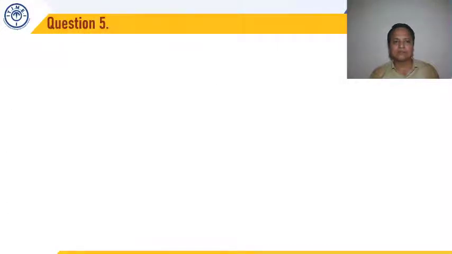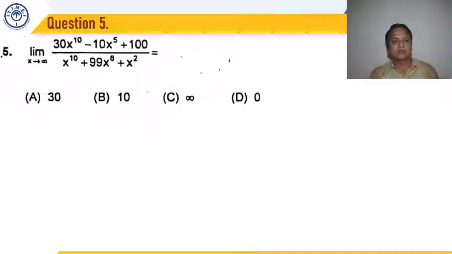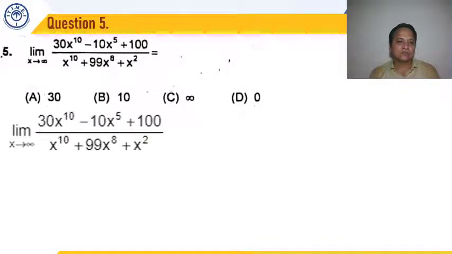So now let's try question 5, an example of what we have learned just now. It says limit x tends to infinity. Now it's a rational expression. Numerator and denominator both contain x to the power, and the highest power is 10. So we take x to the power 10 common from the numerator as well as the denominator: 30 x to the power 10 minus 10 x to the power 5 plus 100 in the numerator, and x to the power 10 plus 99 x to the power 8 plus x square in the denominator.